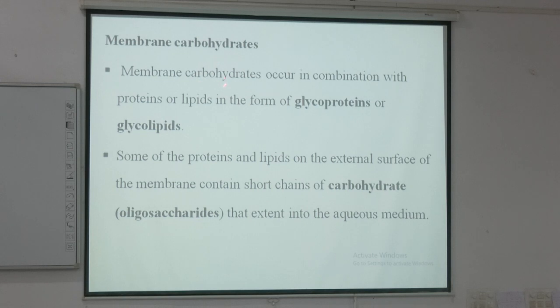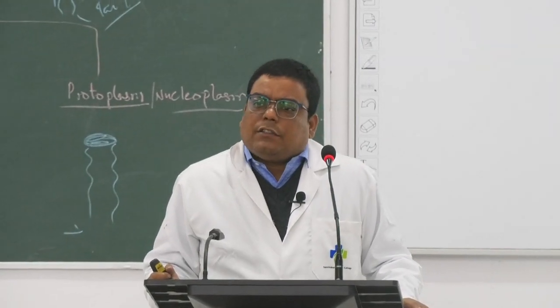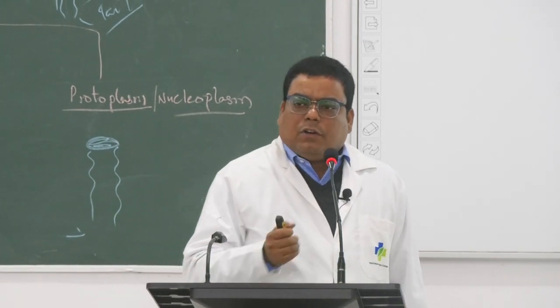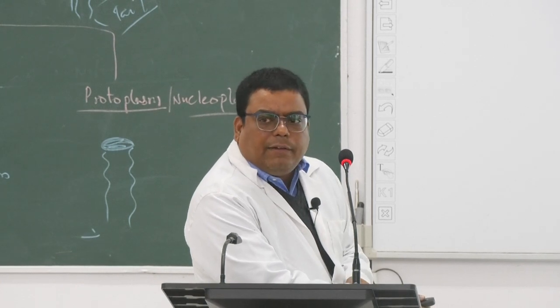Okay. Membrane carbohydrates. What kind of carbohydrates are present? They are glycoproteins, that is, conjugated proteins with carbohydrates. Some proteins and lipids on the external surface of the membrane carry short chains of carbohydrate, which we call oligosaccharides. In the next class, the main faculty will take the chemistry of carbohydrates. In this class, you understand the meaning of oligosaccharides and polysaccharides. You already know, but on the basis of the number of saccharide units, we can divide them.